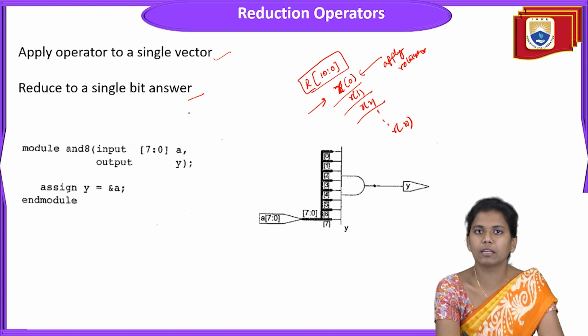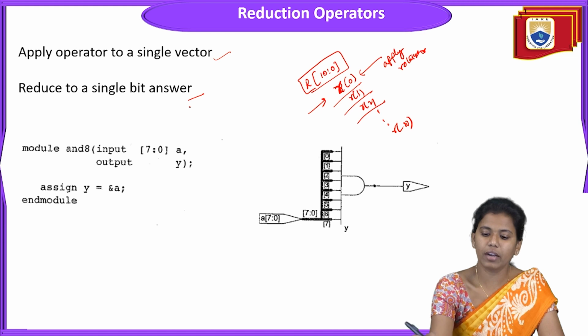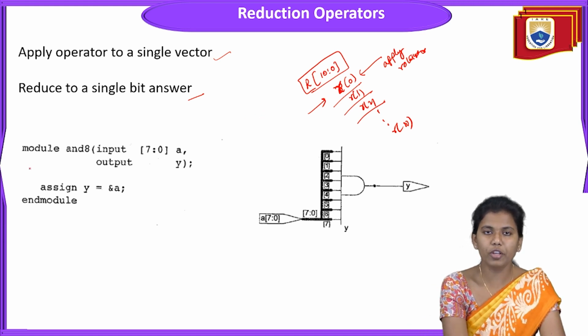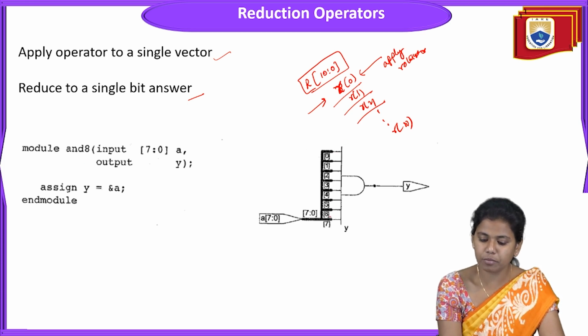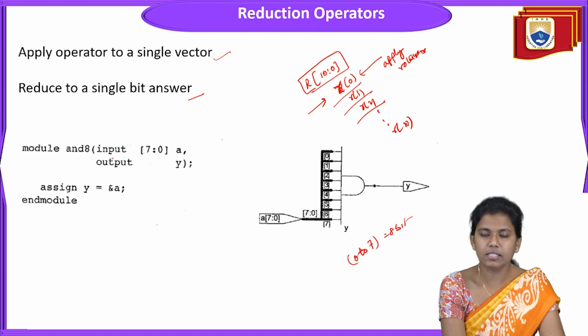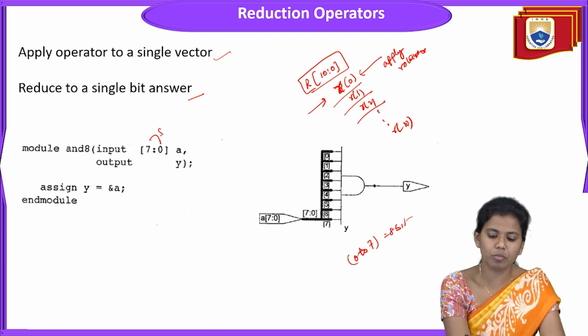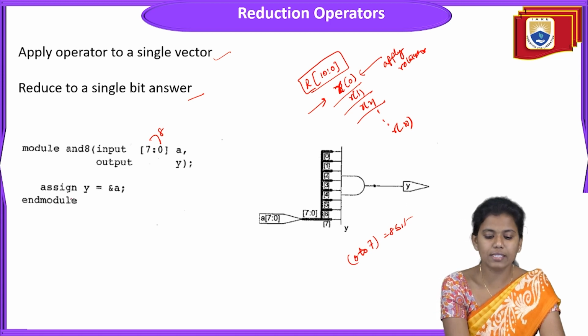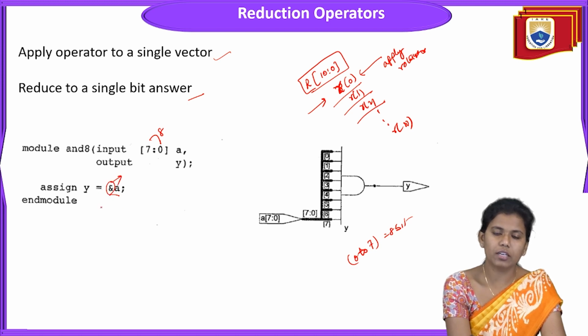In order to get a single bit answer, I am applying the reduction operator onto a vector. So this is all about that. So module, and here my AND gate. How many AND gates? I am having 8 bits, right? 0 to 7, totally 8 bits. Input is 7 to 0, which means totally 8 bits A, and output is Y. So here, assign Y is equal to ampersand A. So ampersand is nothing but the reduction operator.